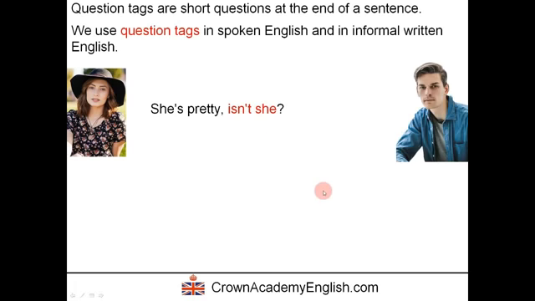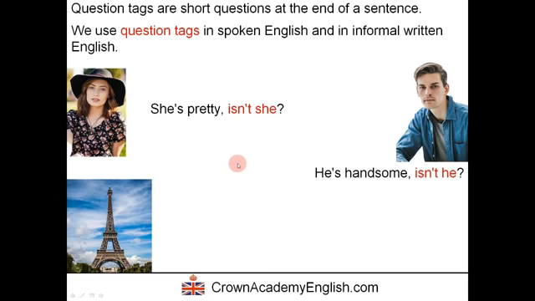And here is another example. For example, we can say, he's handsome, isn't he? So again, we have a sentence, and then we have the question tag at the end. And here we have example 3. You're going to Paris tomorrow, aren't you? So we have the sentence, and then we have the question tag at the end.